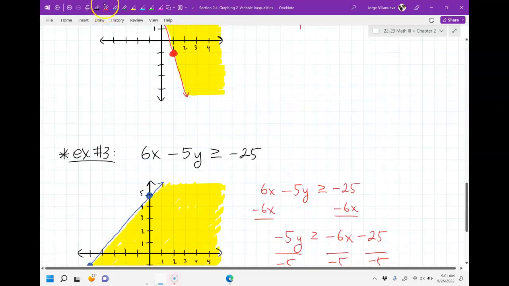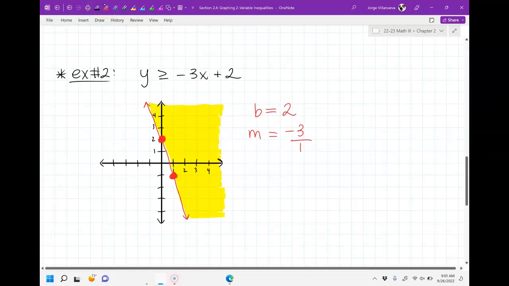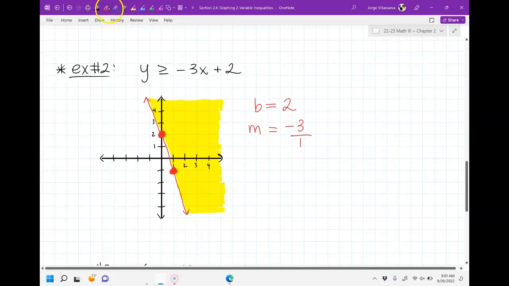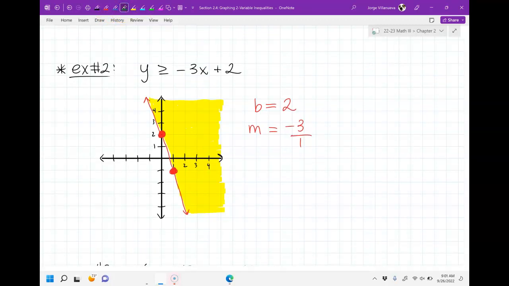Okay? So, let's take, for example, example number 2, just as a way of showing you that this is true. Check this out. If I pick a point outside of the colored region, so let's say I pick the point -2, 1, and I plug that into my inequality, it should come out false. It should be a wrong answer. So let's try it out.